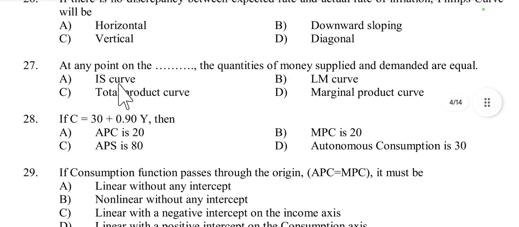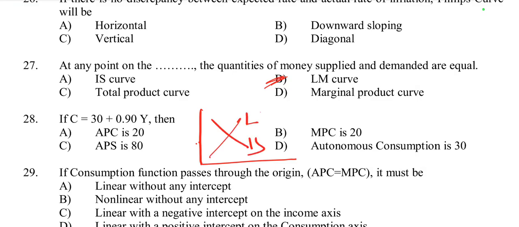Question number 27: at any point on the ___ the quantities of money supplied and demanded are equal. Is it the IS curve, LM curve, total product curve, or marginal product curve? At any point of the LM curve, we know that the quantities of money supply and demand are equal. This is the shape of the IS curve, downward sloping, and this is the shape of the LM curve, upward sloping. Here at any point on the LM curve the quantities of money supply and demand are equal. So option B is right here.